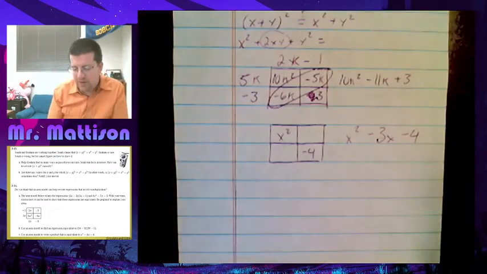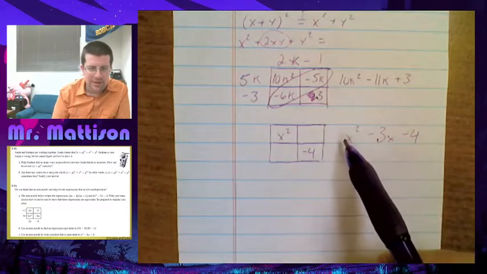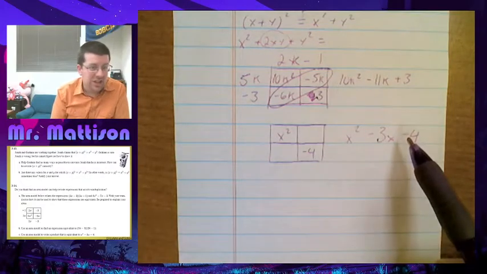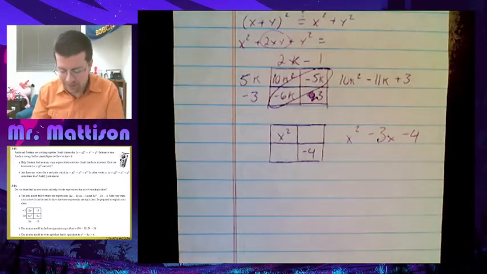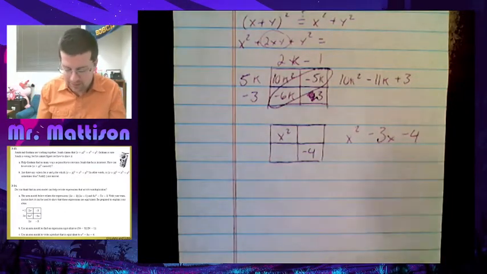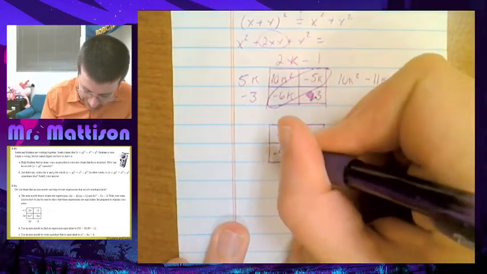And then I say, well, what is going to multiply to be this, add to be this? It's 1 times the negative 4, but that doesn't change anything. So to multiply to be negative 4, add to be a negative 3, well, that's going to be a negative 4 and a positive 1. So negative 4, positive 1, I'll tack on the x's.